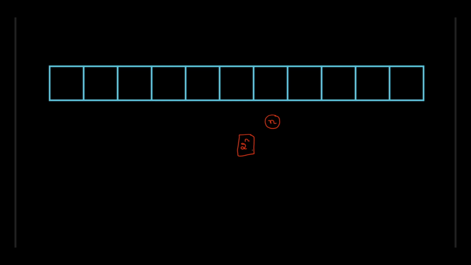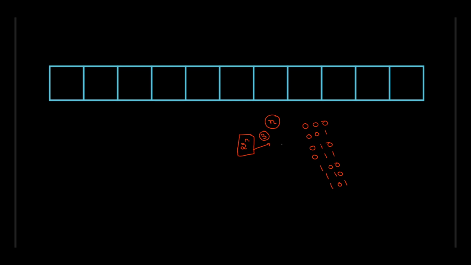So let's create all the bitmasks. For example, if n is equal to 3, what are the possible bitmasks? It could be 0 0 0, 0 0 1, 0 1 0, and 0 1 1, and then finally it will be 1 0 0, 1 0 1, 1 1 0, and 1 1 1.